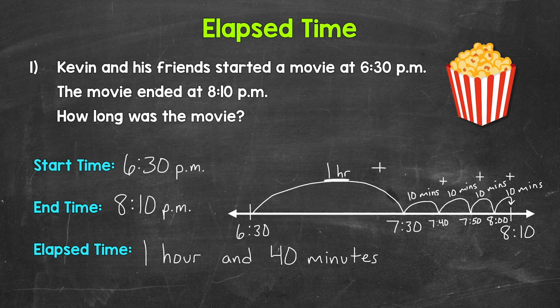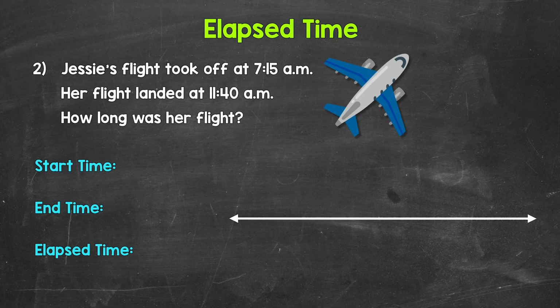So a different strategy there, but the same result. We get the correct elapsed time either way, and that's what's important. Let's try another example and move on to number 2. Taking a look at number 2, we have Jessie's flight took off at 7:15 a.m. Her flight landed at 11:40 a.m. How long was her flight?